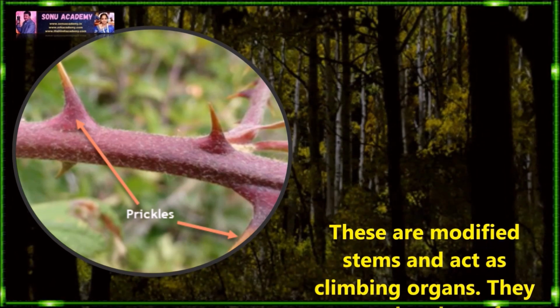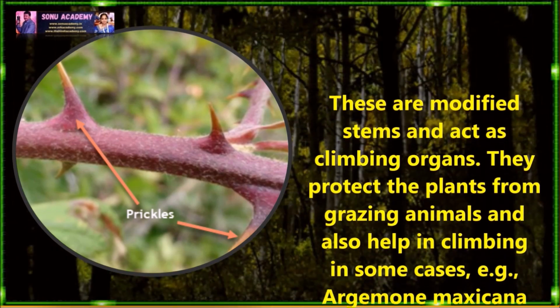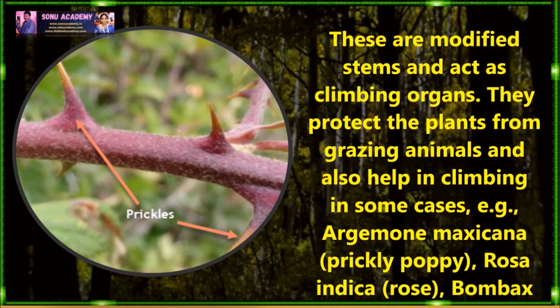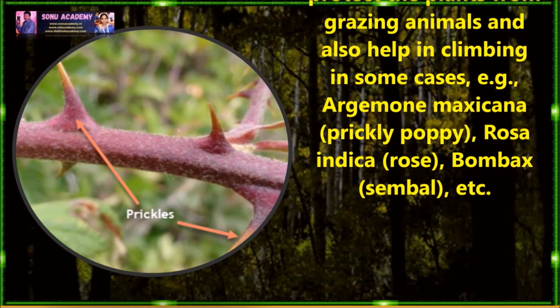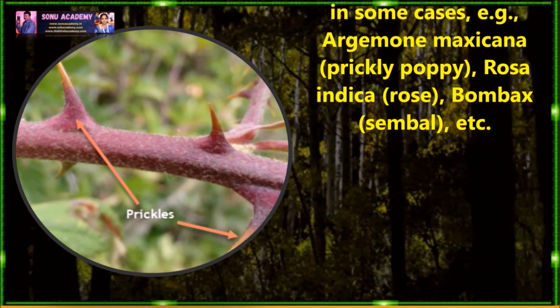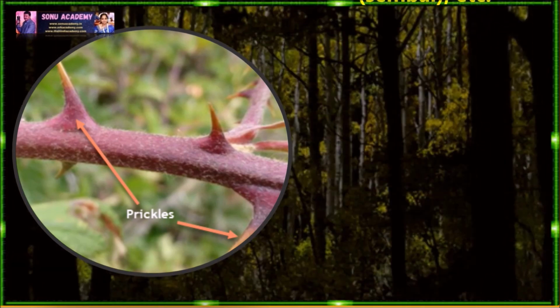Prickles. These are modified stems and act as climbing organs. They protect the parts from grazing animals and also help in climbing in some cases. Examples: prickly poppy, Rosa indica, Bombax, etc.